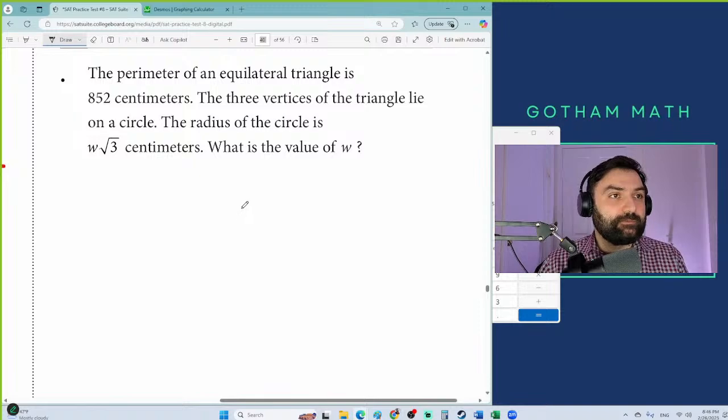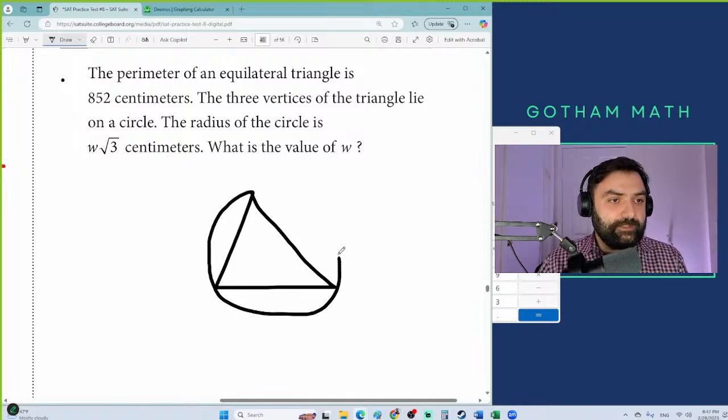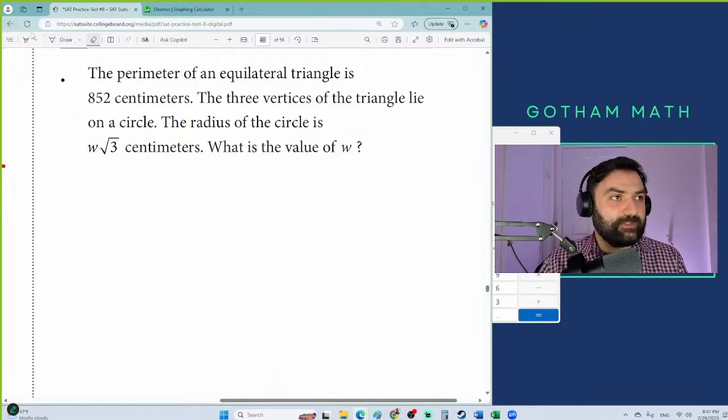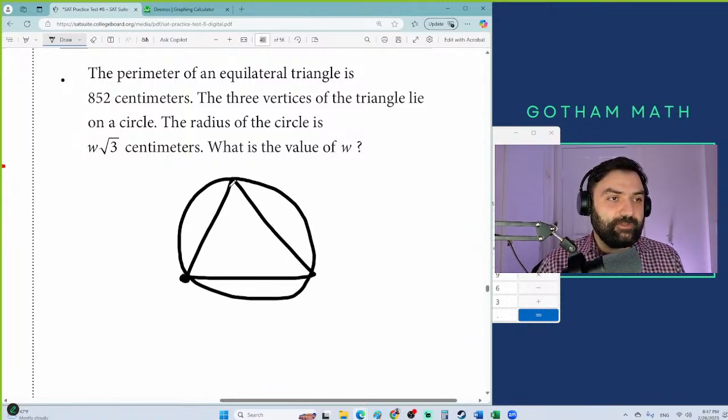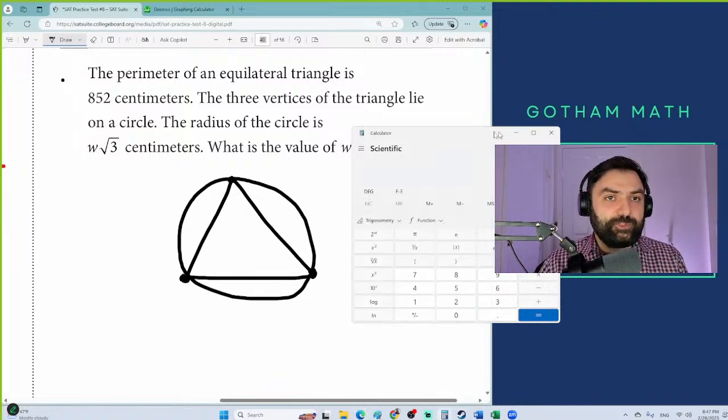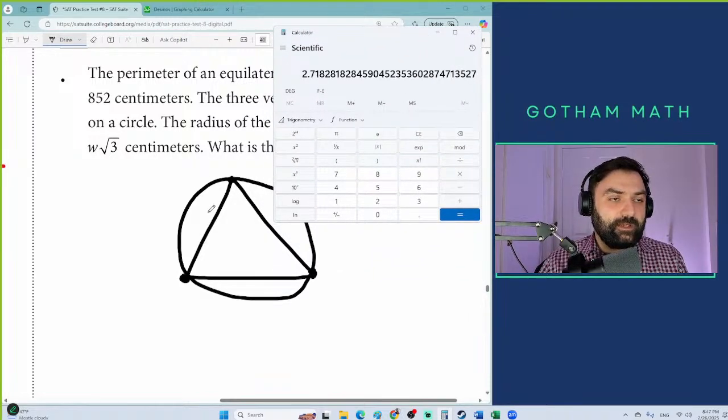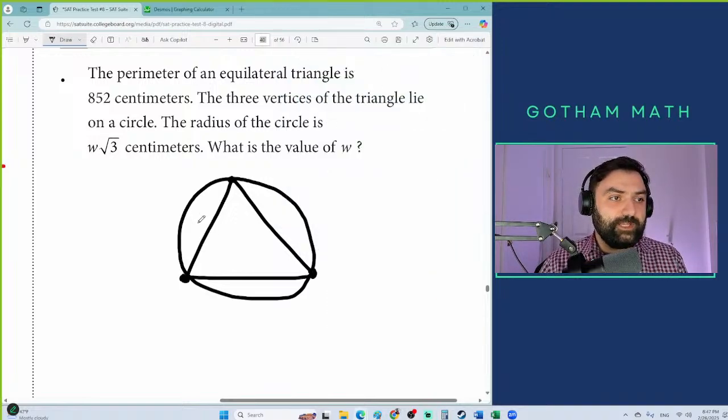Let's see. So we have an equilateral triangle with 3 equal sides. You know what? Let me redraw this. I like making pictures as perfect as I can because it helps solving the problem. Or if it doesn't even help solving, it helps guessing if you don't know. Okay, so the perimeter is 852, which means we need how long each side is, right? It is 852 divided by 3, which is 284. So each side is 284.